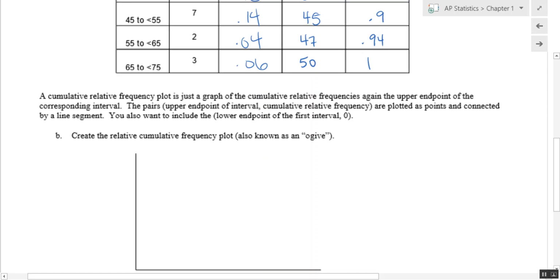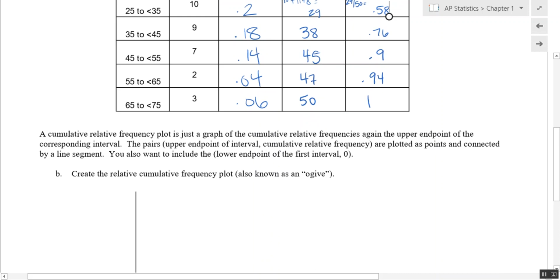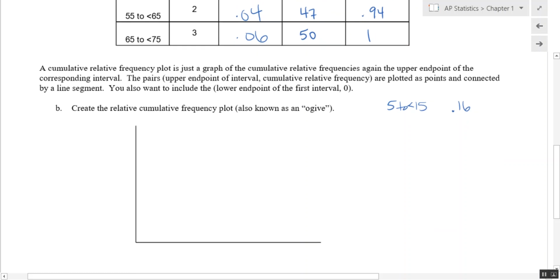So what we're talking about, the first interval is 5 to less than 15, and our cumulative relative frequency is 0.16. Okay, so this actually gives us 2 points because this is the starting one. We're starting at 5, because that's where part of our first class goes. Our first point that we're going to plot is 5 comma 0, because we don't have any data prior to that. Then what this tells us right here, the pairs, the upper endpoint of the interval and the cumulative relative frequency. So the upper endpoint is 15.